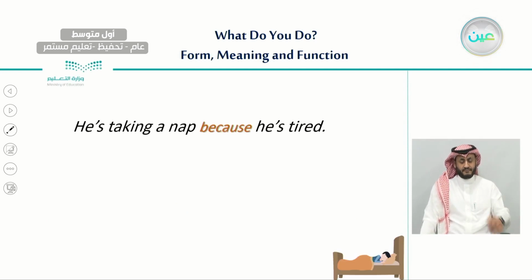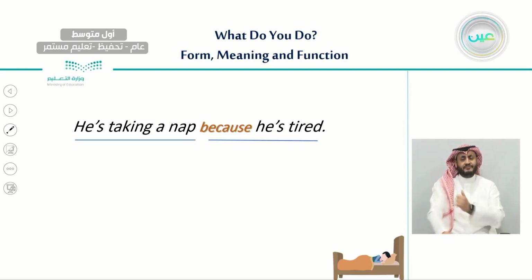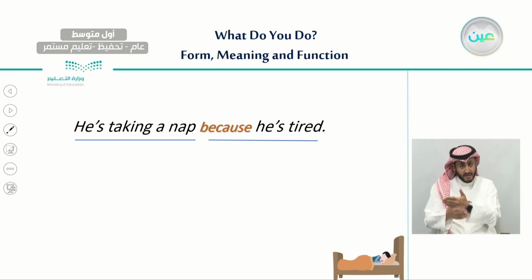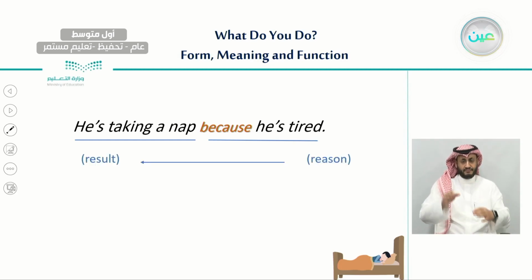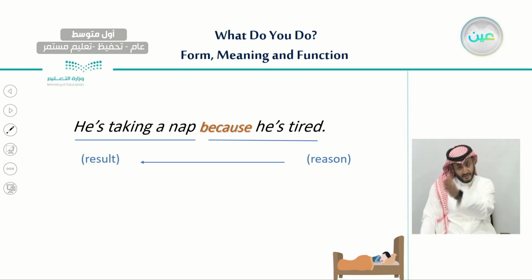Let's see another example. He is taking a nap because he is tired. He is taking a nap. So right now the result is that he is taking a nap. But what is the reason? Why is he taking a nap? Because he is tired. So the first part here is the result, and the reason behind this result is that he is tired.